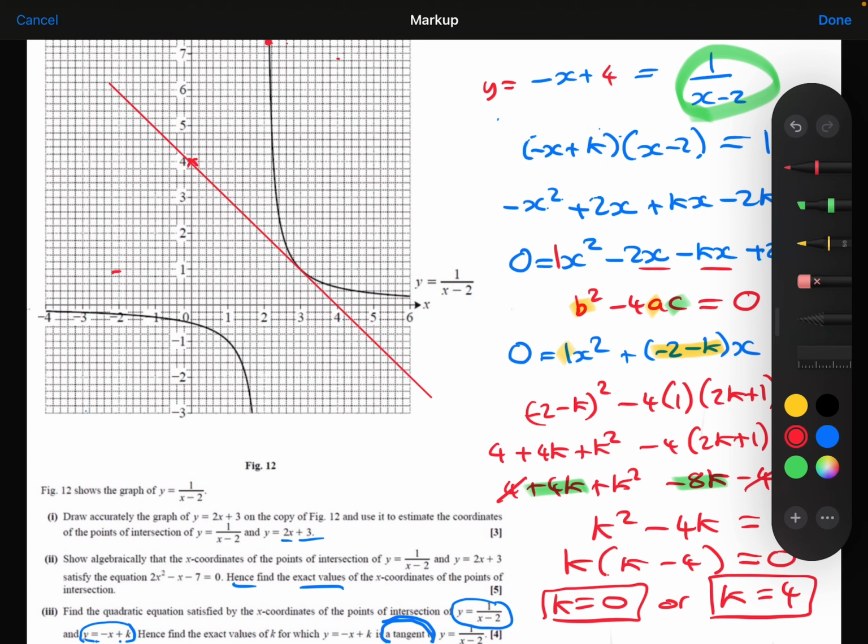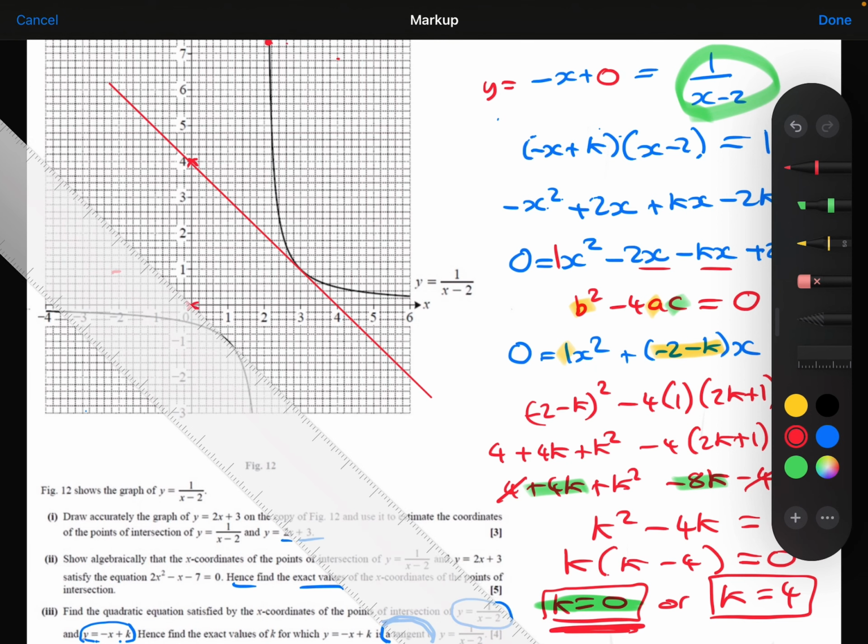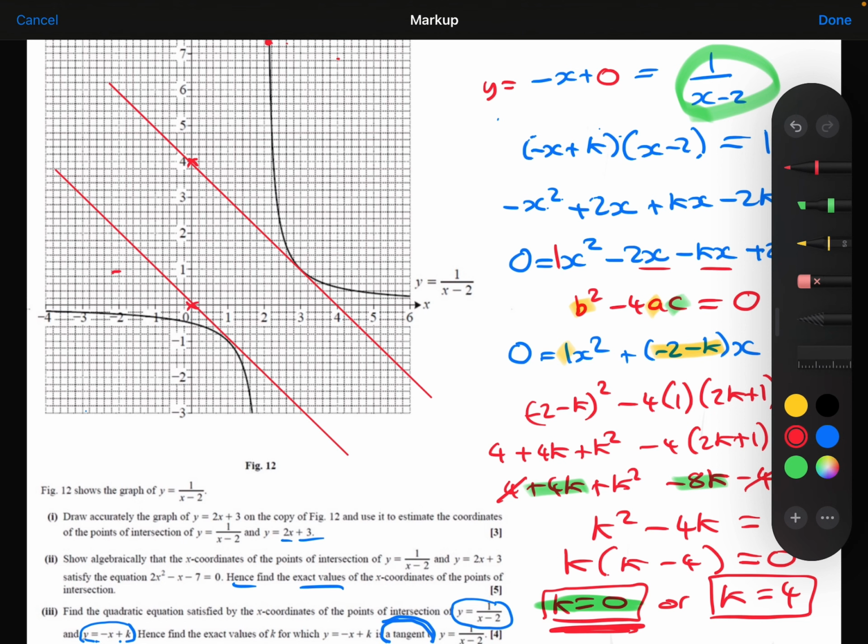Or alternatively, if k was 0, so the y-intercept would be 0 now, I'd have y equals minus x plus 0. So it's going to go through the origin. The gradient would still be minus 1. And again, we can see that it does meet as a tangent there. So this is y equals minus x plus 0, where k was 0, and this is y equals minus x plus 4, where k is 4.